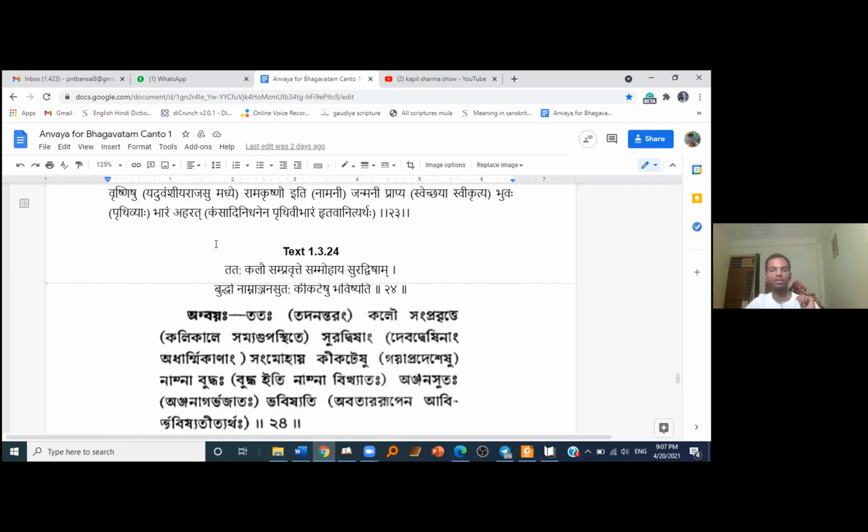Tataha kalau sampravritte sammohaya suradvisham. Pravrite is not proceeding. No, it started. That's not correct. That's a verb, this is a participle. Pravartate is a verb. Pravritta is literally initiated, started. So tataha kalau sampravritte, in the beginning of Kali Yuga, suradvisham sammohaya. Okay, we'll do the anvaya anyhow. Buddho namna janah sutah kikateshu bhavishyati.